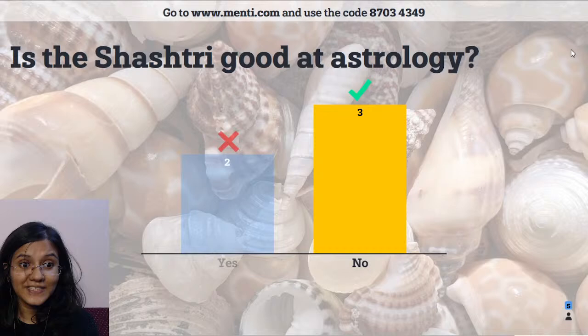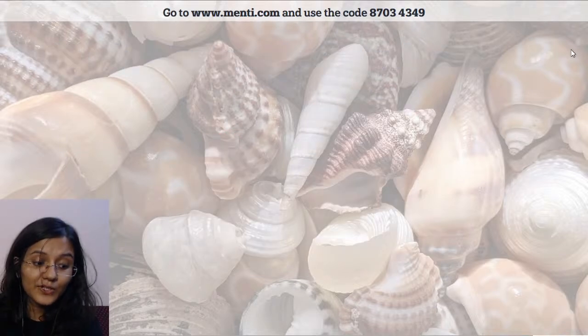Aha, a conflict. The Shastri is not good at astrology, and we'll talk about why.